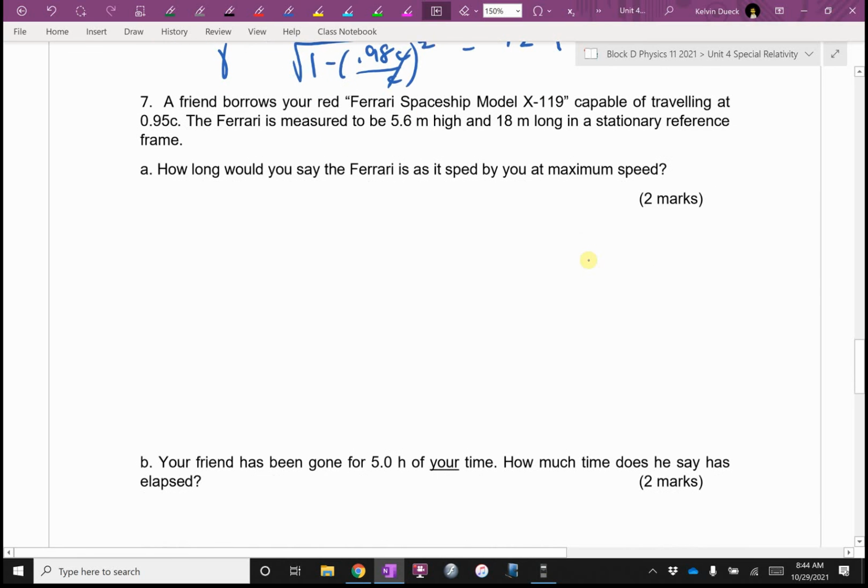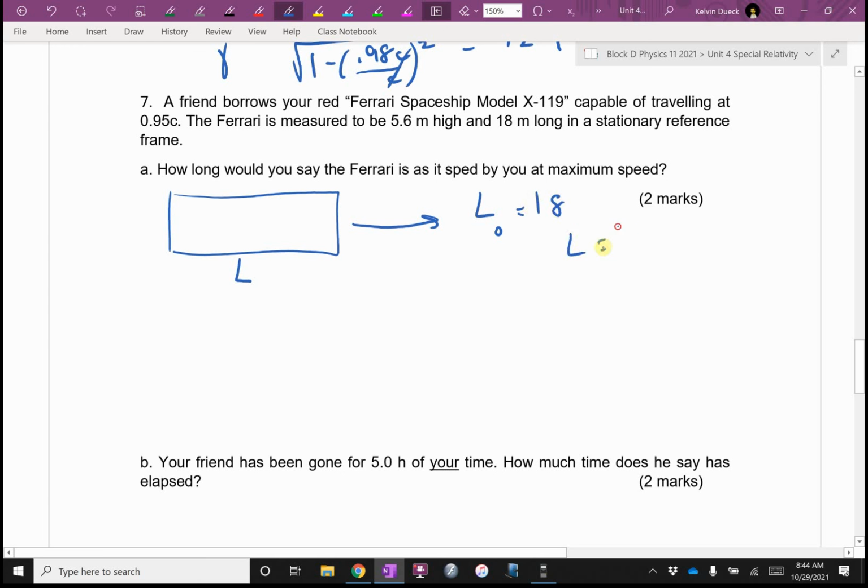Number 7, I had to think about this for a bit. I kind of imagined the Ferrari looking like that and whizzing this way. And I said, you know what? This is what's going to shrink. It's not going to shrink in the vertical direction, so that 5.6 isn't going to change at all. What's going to change is the 18. So I said, I think L0 is 18.